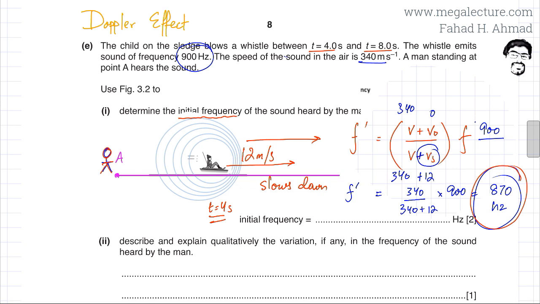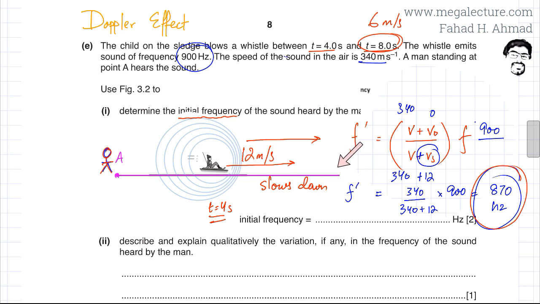So initially it was moving very fast at 12 meters per second. Remember, we also figured out that at t is equal to 8 from the graph which we previously saw, the sledge was moving at 6 meters per second. So the speed is decreasing, and it's eventually going to come to rest at t is equal to 12 seconds. So the sledge is slowing down.